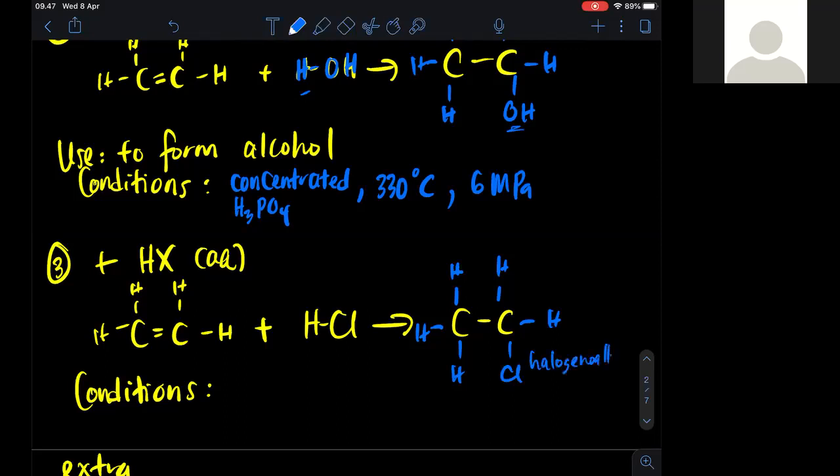Halogenoalkane. Now, this halogenoalkane, later also we will learn. There is a separate chapter on this. We have learned already. But I want you to look at the conditions. So what are the conditions for reaction with HX?